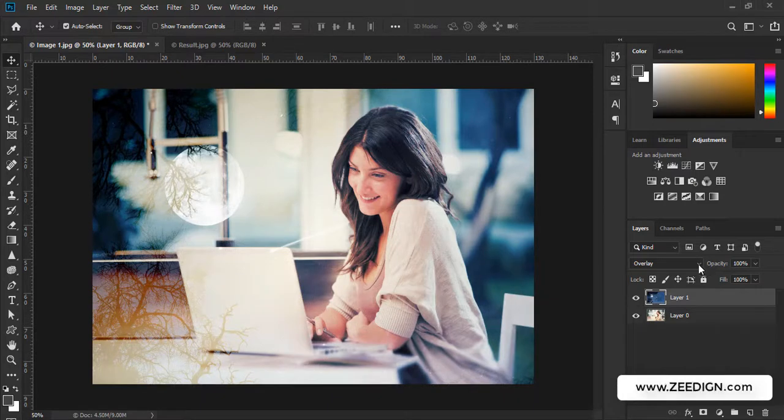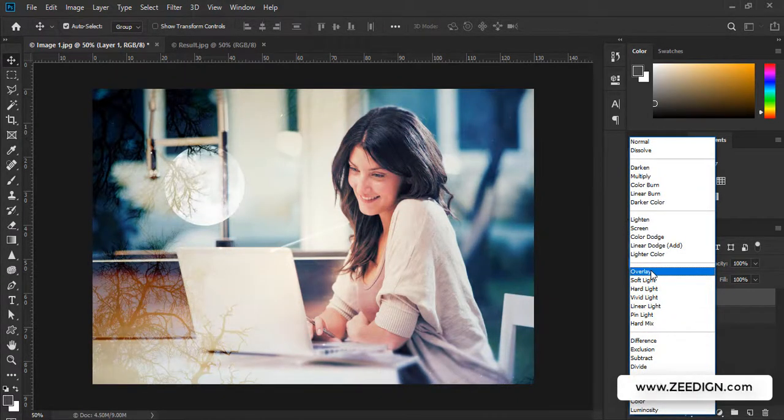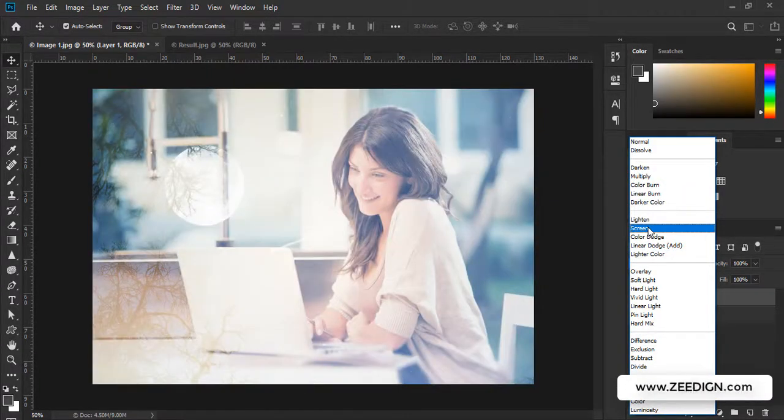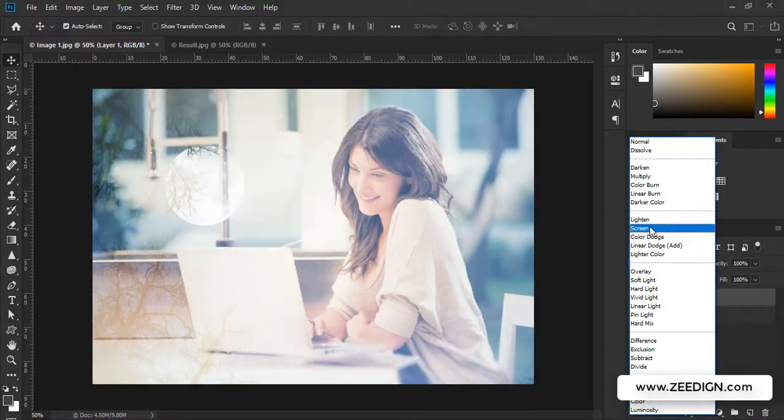So I will just show you. I have already implemented the overlay, and like I said, it is the combination of the multiply effect and the screen effect, and both of these, the multiply one was in the darken category and screen was in the lighten category.